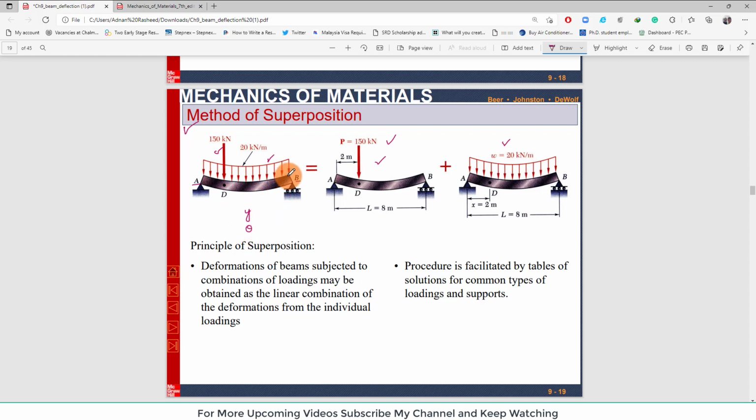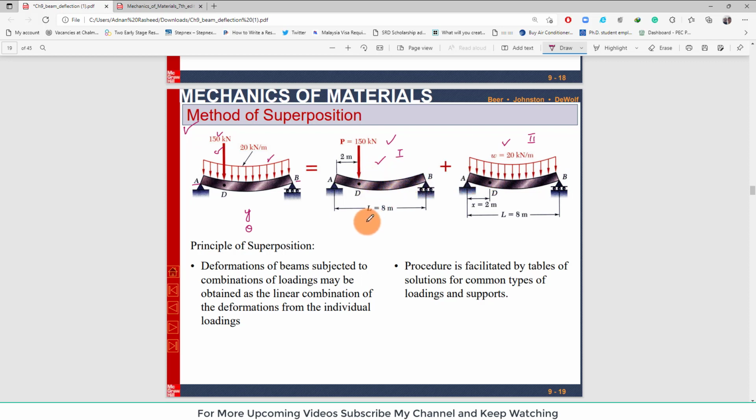Clear? So we can also find them by the method of superposition, that is, we will split this beam into two types of loading, that is loading 1 and loading 2. Clear? In loading 1 we will only represent the concentrated load while the rest of the beam and supports are the same, and then we will have a second type of loading that is only the uniformly distributed load. Clear? And the rest of the beam and supports will be the same.